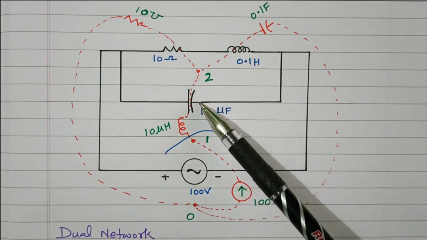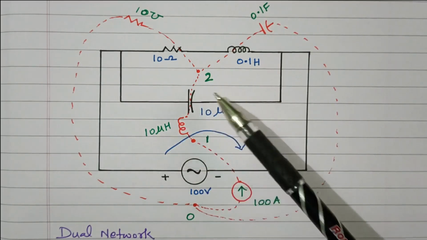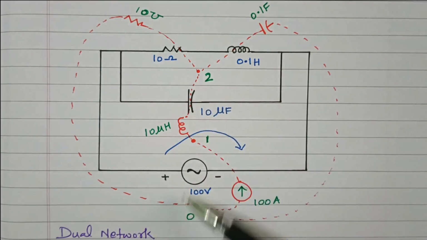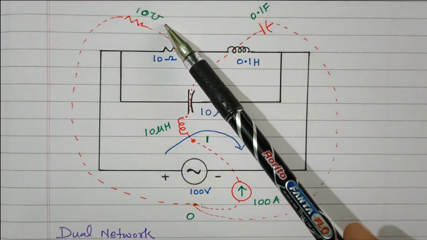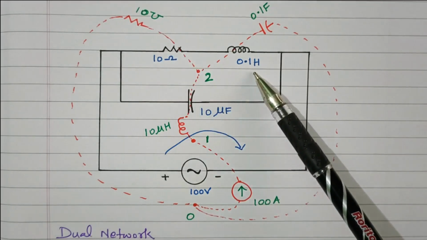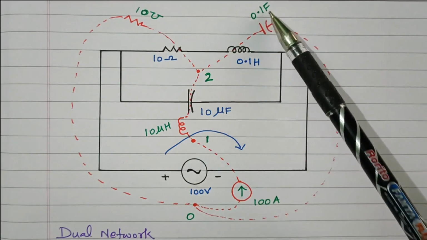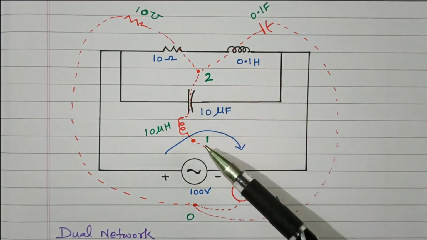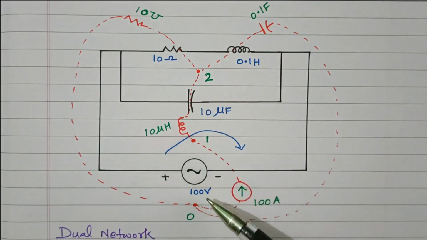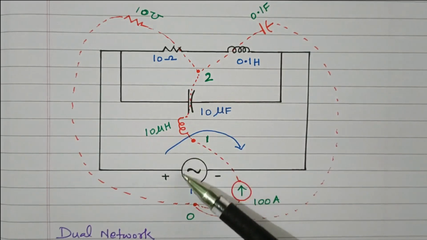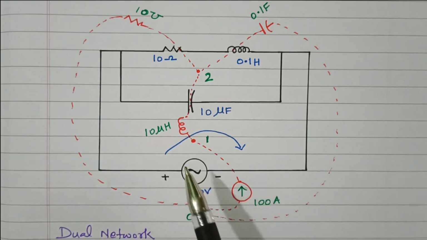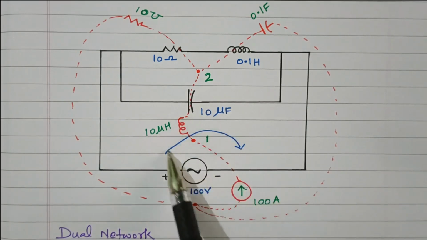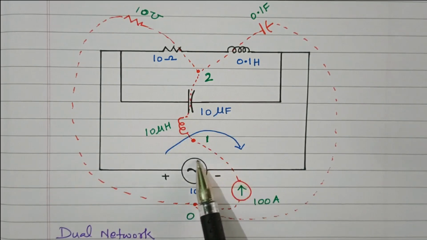So between 1 and 2, the capacitor will be converted into an inductor. Between 2 and 0, 2 elements are available. One is the 10 ohm resistor, which will be converted into 10 mho conductance, and the 0.1 Henry inductor, which is converted into a 0.1 Farad capacitor. Now between 1 and 0, one voltage source is available. That is now converted into a 10 ampere current source. The voltage source is now converted into a current source. See the direction of current. Current is flowing in clockwise direction, that is from negative to positive.